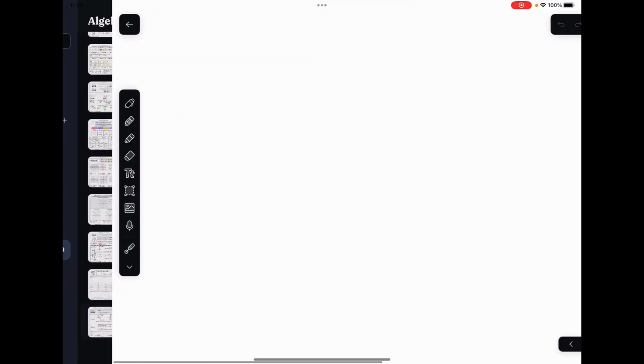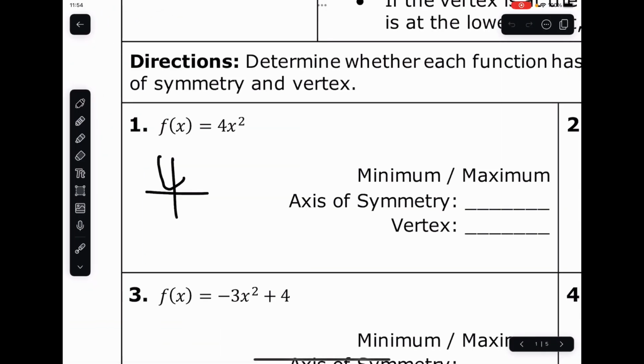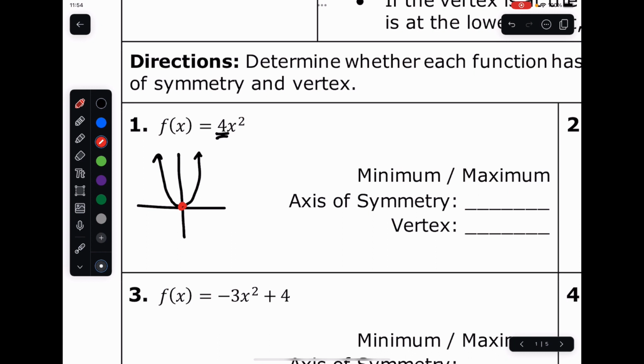Oops, I meant to do this instead. Let me erase this. And our parabola, like I was saying, opens upwards. And the reason for that is because this number right here in front of the x squared is positive. So that means that the vertex, the turning point of this thing, is going to be the lowest. So this function has a minimum value.